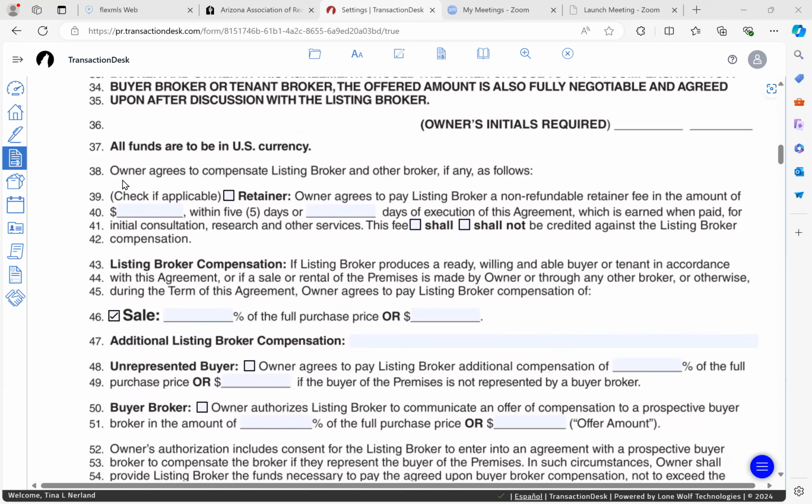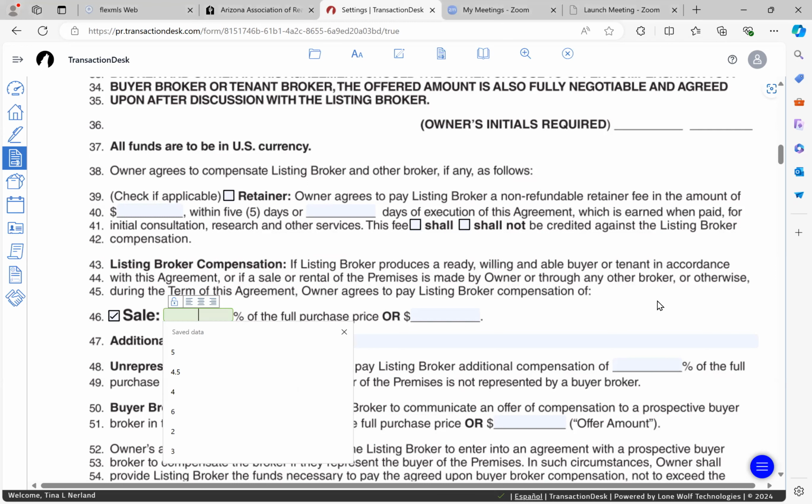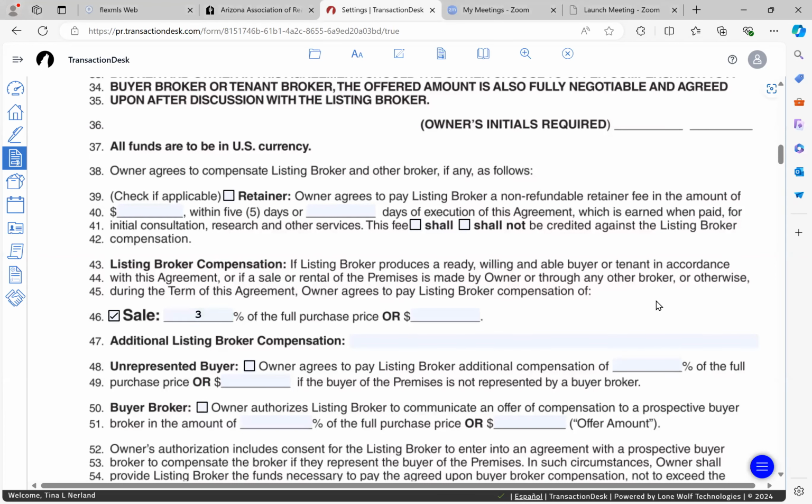Okay, so owner agrees to compensate listing broker and other broker, if any, as follows. Again, if you want to charge a retainer, you can put that here. Listing broker compensation: if listing broker produces a ready, willing, and able buyer or tenant in accordance to this agreement, or if a sale or rental of the property is made by owner or through any other broker or otherwise during the term of this agreement, owner agrees to pay listing broker compensation of whatever it might be.